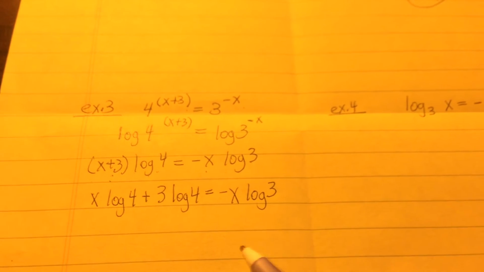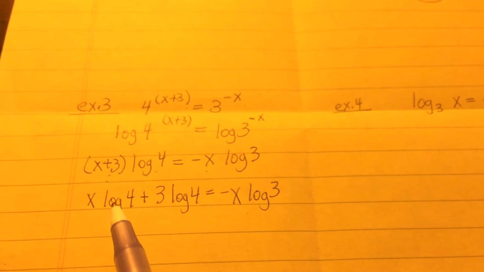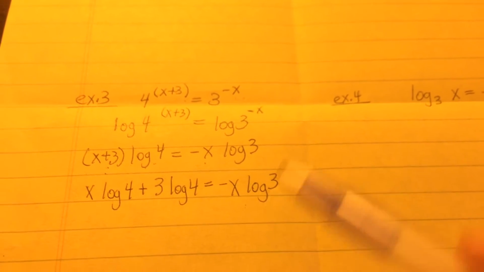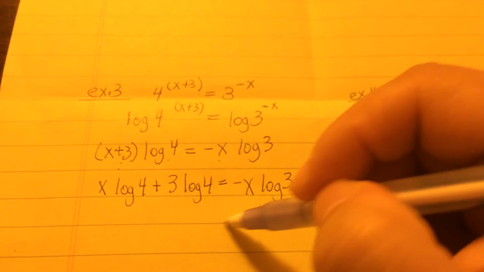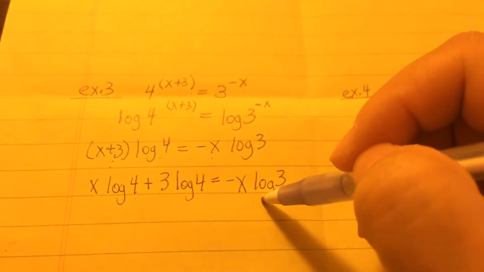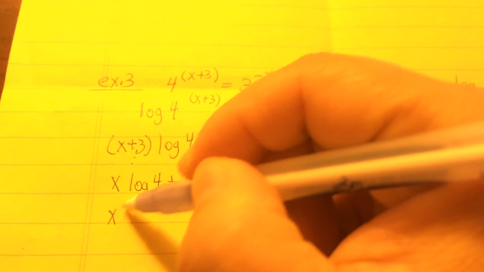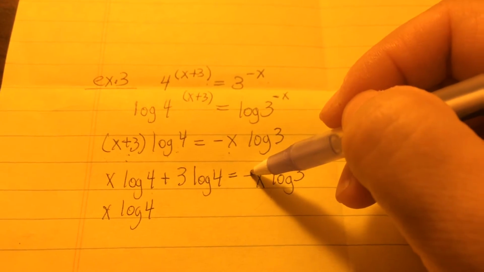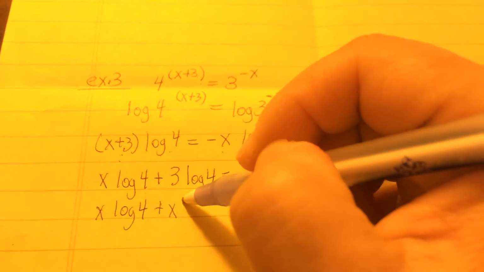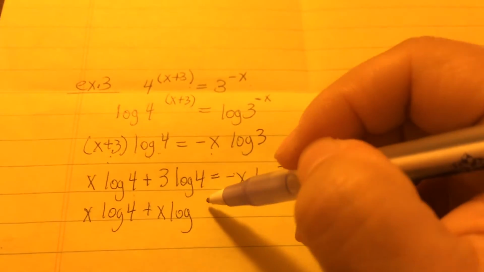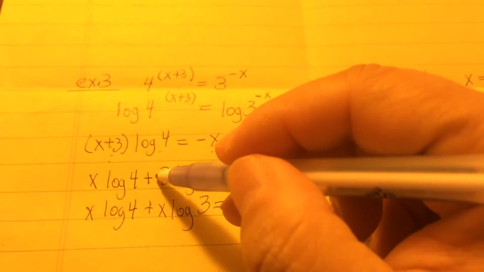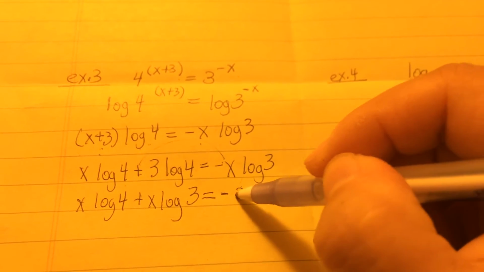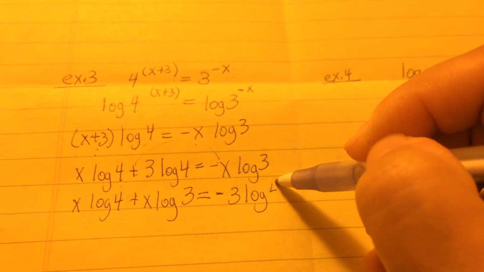Can you then see that this will combine like terms with this, right? Because both of them are now similar. So I bring this one over to the other side, and this one over to the other side, so they can combine like terms. This is a minus, so I'm going to have to add x log 3, equals, and since this is positive, I bring it over to the other side and make it a minus 3 log 4.